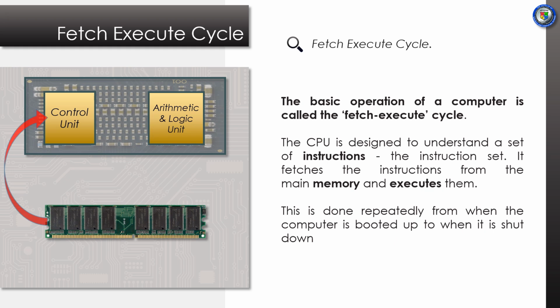The basic operation of a computer system is called the fetch-execute cycle. The CPU is designed to understand a set of instructions, or an instruction set. It fetches the instructions from the main memory and executes them. This is done repeatedly from when the computer is booted up to when it shuts down.